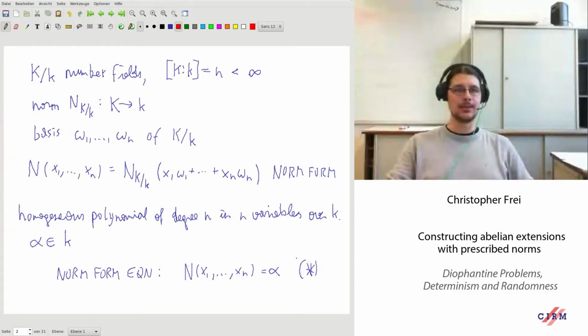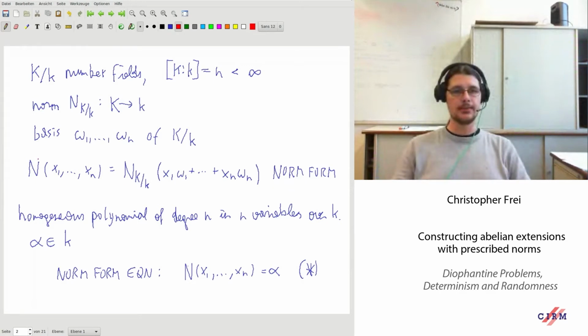If you're given an extension of number fields, capital K over little k of degree n, then of course there is the field theoretic norm map from capital K to little k. If you fix a basis omega 1 up to omega n of your extension, then you can write the norm map in this basis. This is a polynomial with coefficients x1 up to xn, and it's homogeneous of degree n. Such a polynomial is called the norm form, or that's what I call the norm form today.